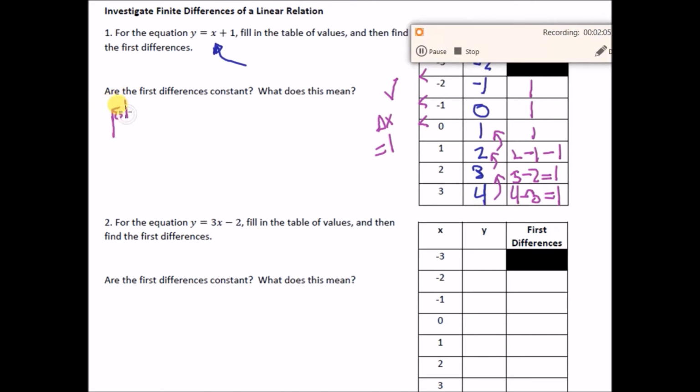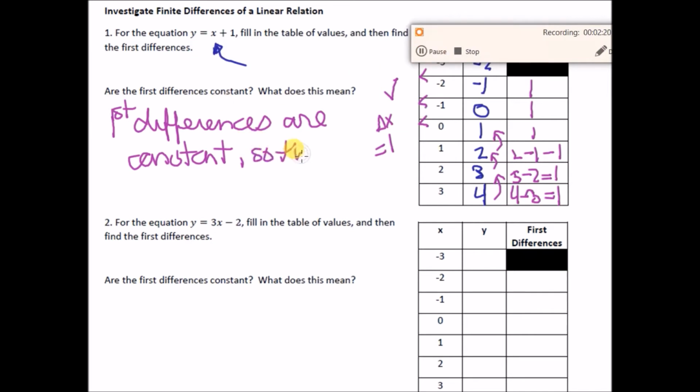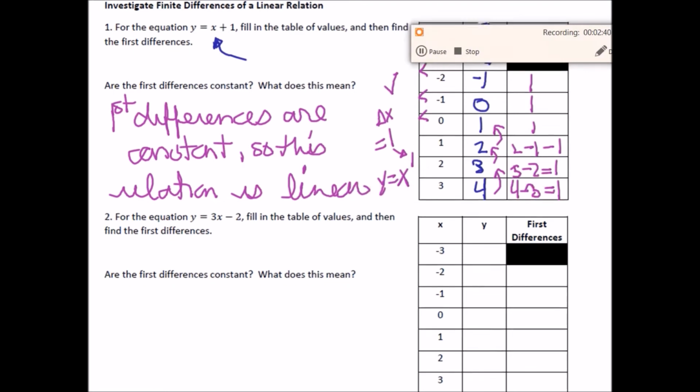So first differences are constant, meaning that this relation is linear. Think of it like this, because when we get up to the higher grades, it's going to be easier: y equals x to the exponent 1. If the first differences are constant, the exponent on our x is going to be 1. Okay, now let's scroll down a little bit.